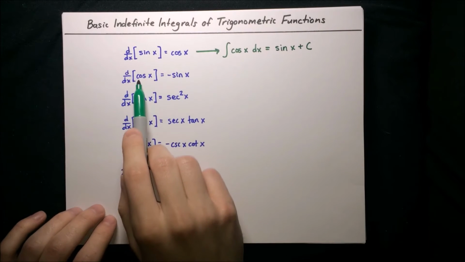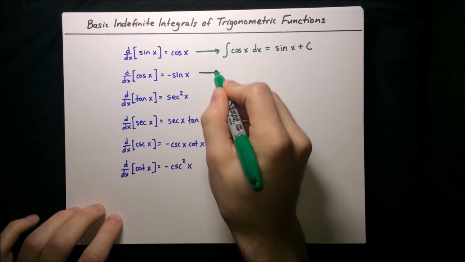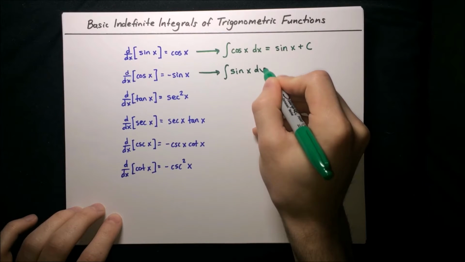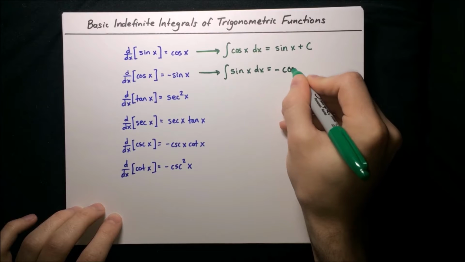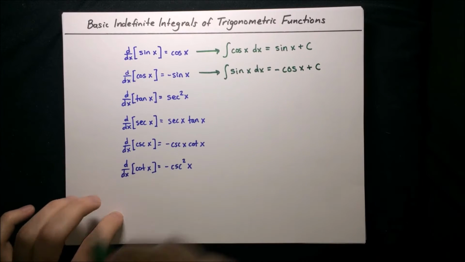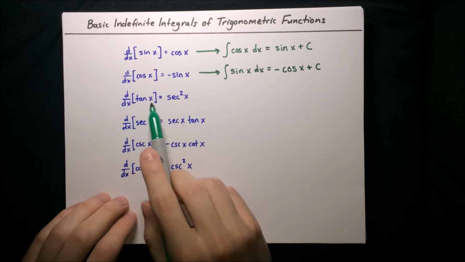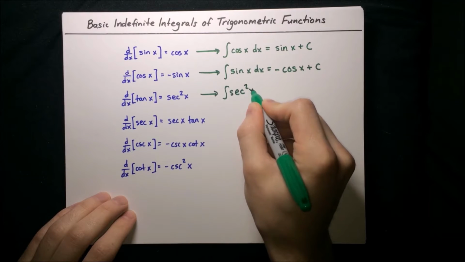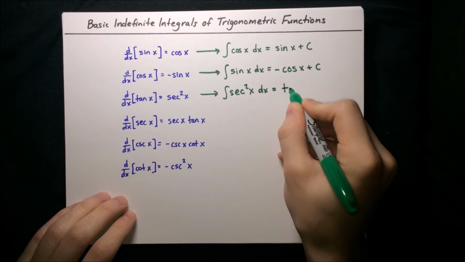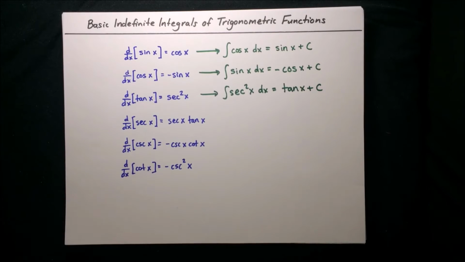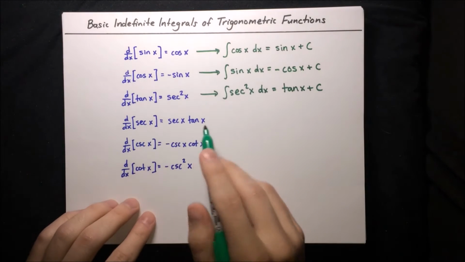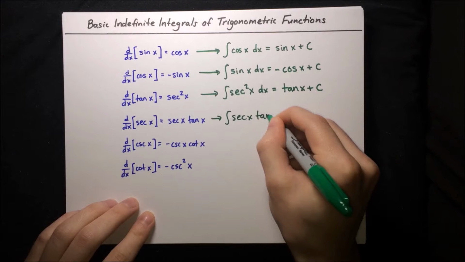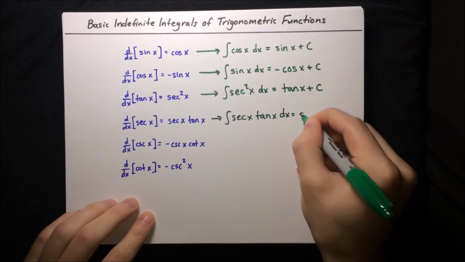Likewise, since the derivative of cosine is negative sine, then we know that the integral of sine has to be negative cosine. Going forward, since the derivative of tangent is secant squared, then we know the integral of secant squared just has to be tangent. Likewise, since the derivative of secant is secant tangent, then we know that the integral of secant tangent is just secant.